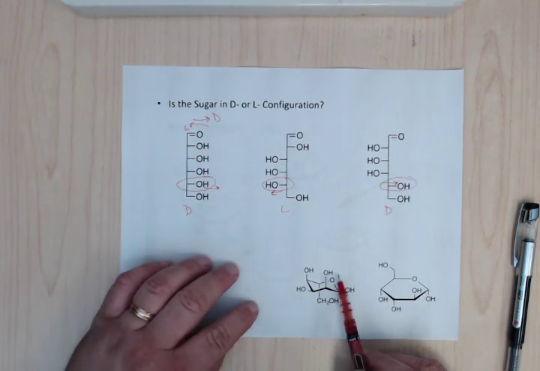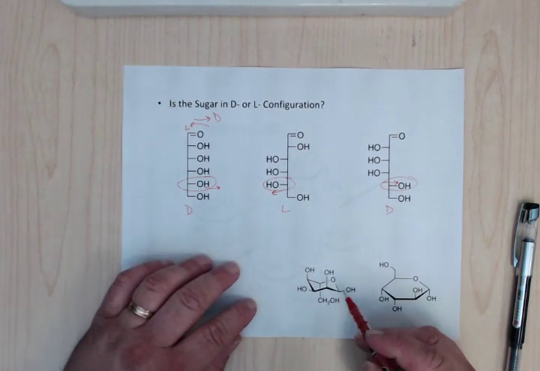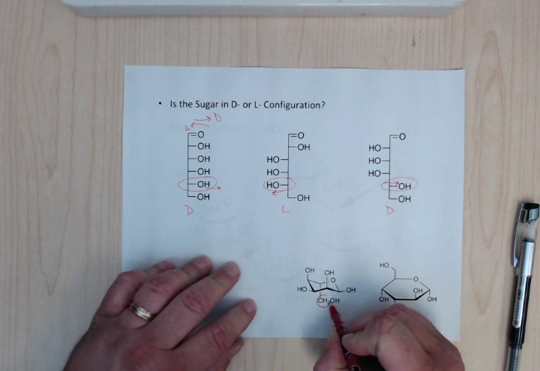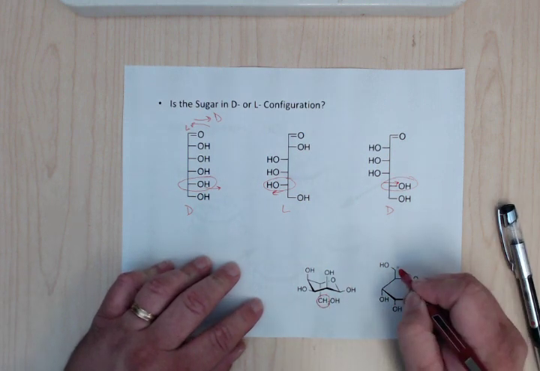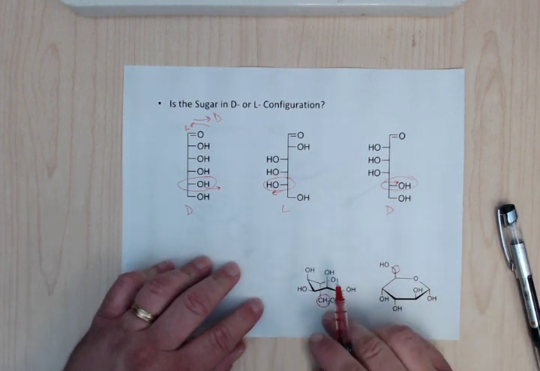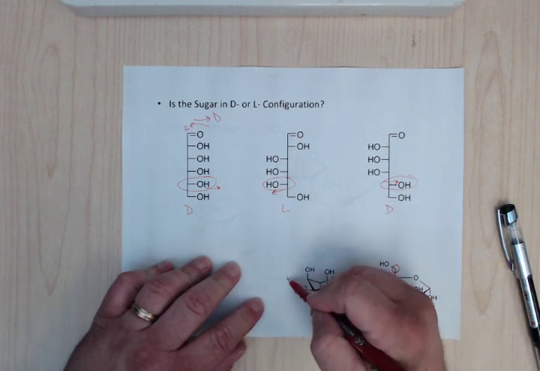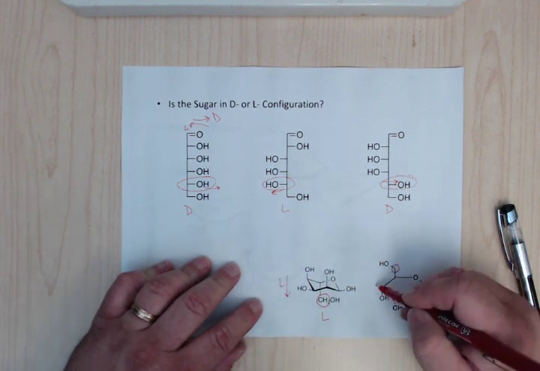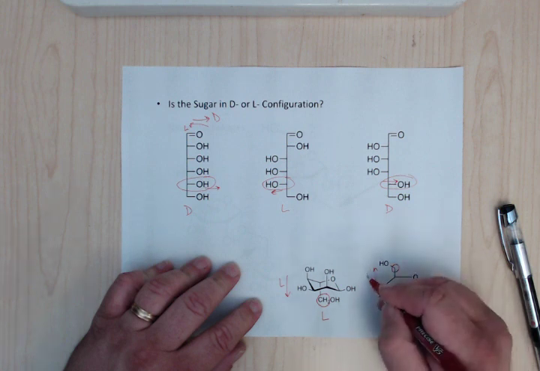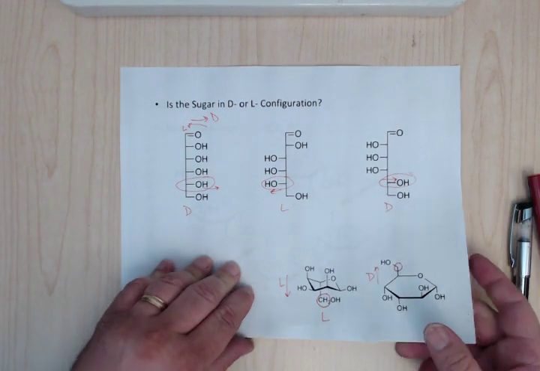Now for the cyclic versions, you're looking at this carbon group that's hanging out. If it's below the ring, it's L. Here it's above the ring, so it's D. There you go.